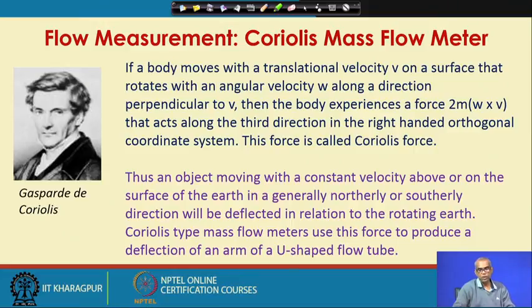Thus, an object moving with a constant velocity above or on the surface of the earth in a generally northerly or southerly direction will be deflected in relation to the rotating earth. Coriolis type mass flow meters use this force to produce a deflection of an arm of a U-shaped flow tube. The Coriolis force is extremely important in several branches of science, for example, in atmospheric science.